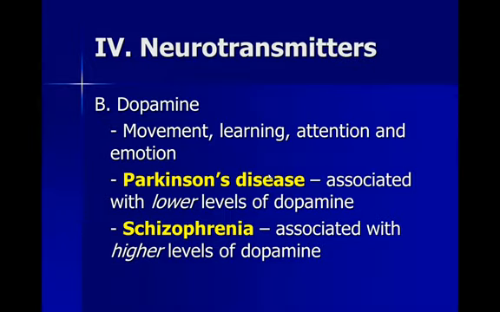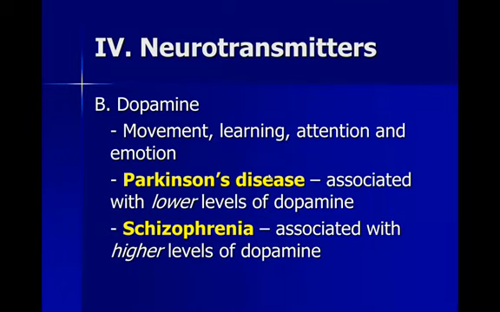Our next neurotransmitter we'll talk about is dopamine. And dopamine is involved, again, in a variety of processes. Particularly, dopamine is involved in movement, learning, attention, and emotion, and in particular, our sense of reward. At a more basic level, dopamine is certainly associated with our ability to move, and in fact, our entire motor system is primarily regulated by dopamine.